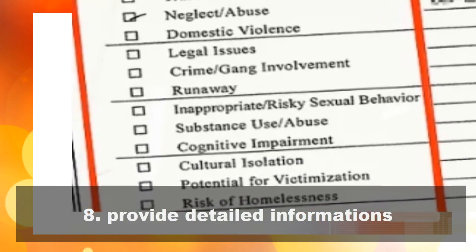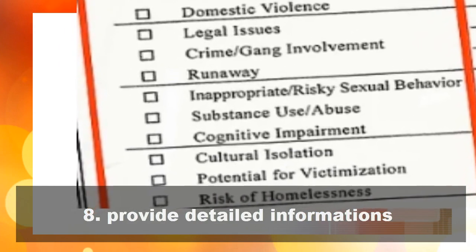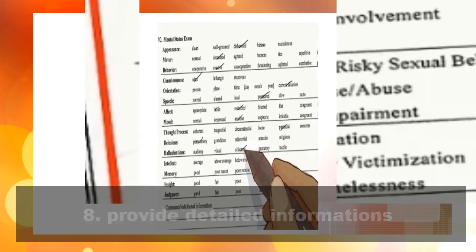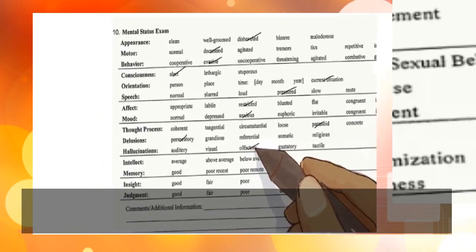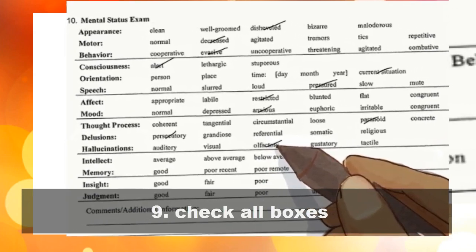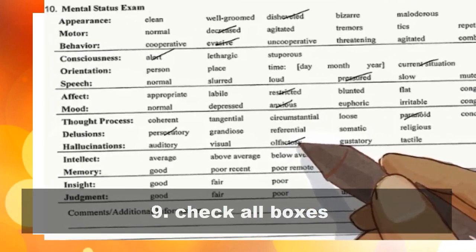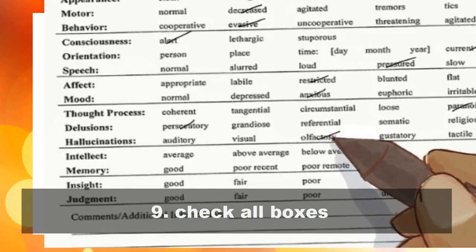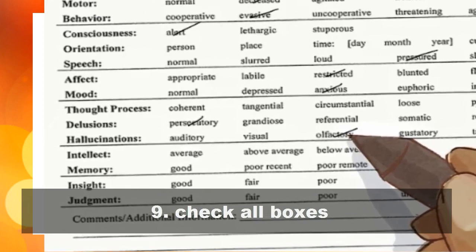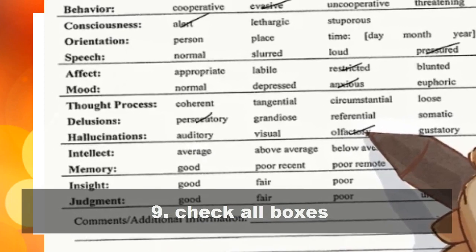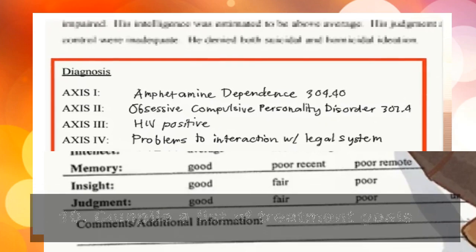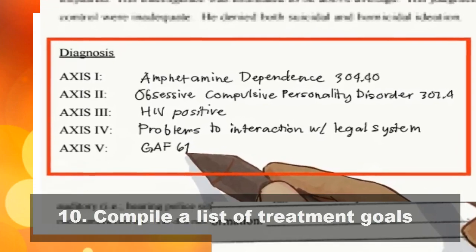Axis V, global assessment of functioning, GAF, is a numerical rating on a scale of 0 to 100 of the client's current functioning with the life stressors he or she presents with. A GAF score of 91 to 100 means the patient is high functioning and easily managing the stressors in his or her life. A GAF score of 10 indicates that the patient is a danger to himself and or others.